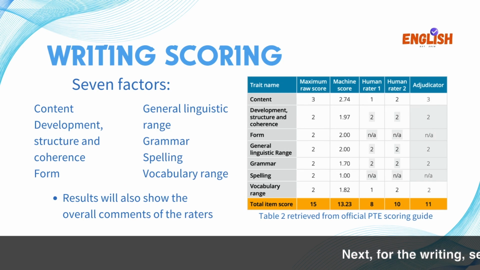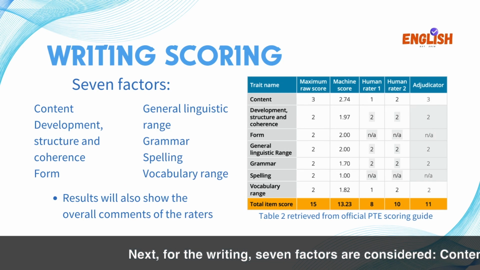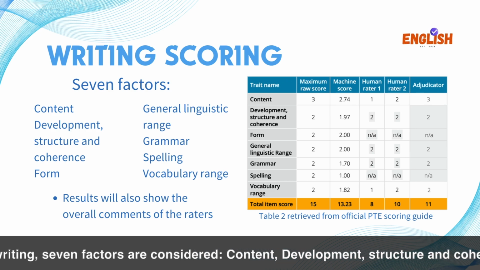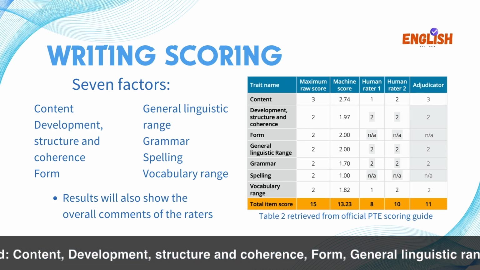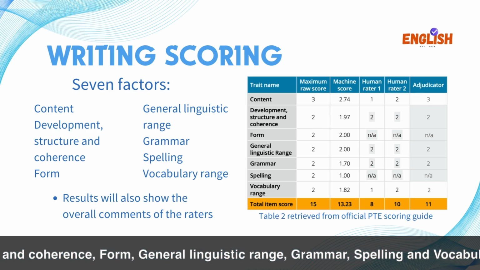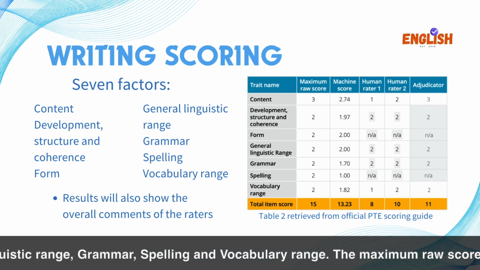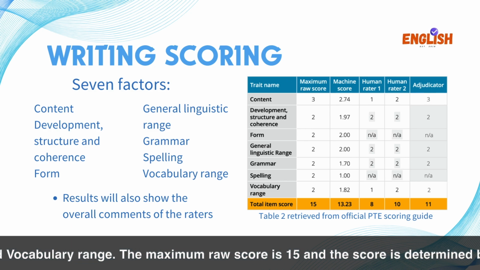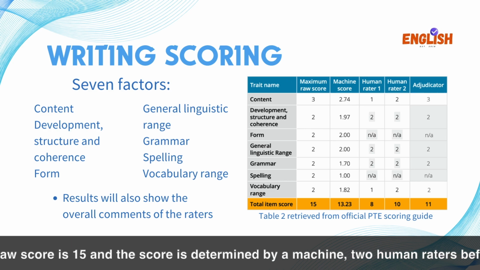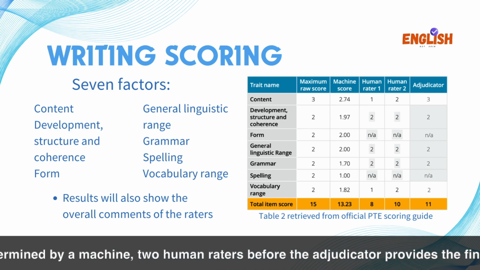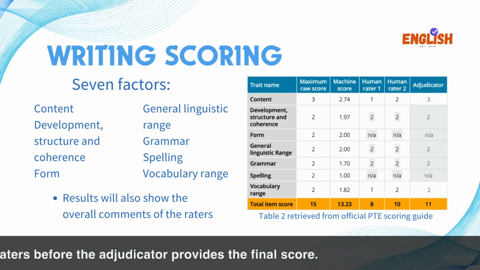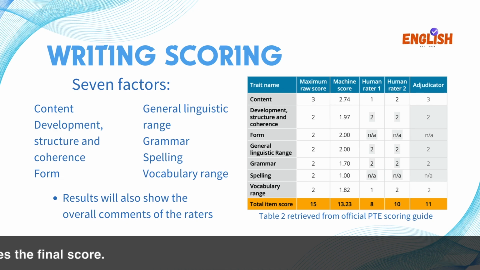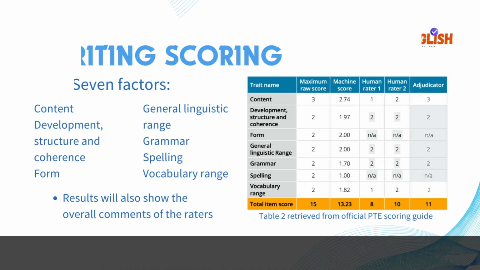Next, for the writing, 7 factors are considered: content, development, structure and coherence, form, general linguistic range, grammar, spelling, and vocabulary range. The maximum raw score is 15, and the score is determined by a machine and two human raters, before the adjudicator provides the final score.